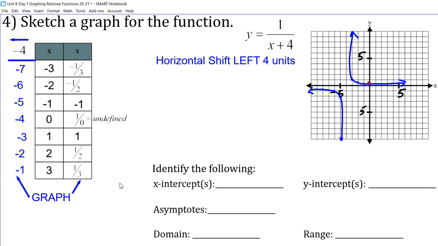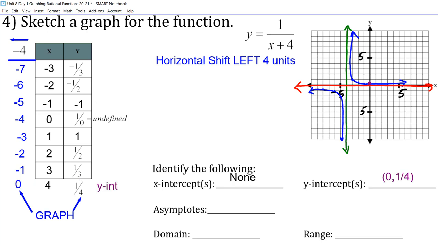Now, you could add one more step to your table and see where that is. You could put 0 into your function to see what you get out, and that would tell you the coordinates for your y-intercept. So our y-intercept would be at (0, 1/4), or 0.25. It's a quarter.